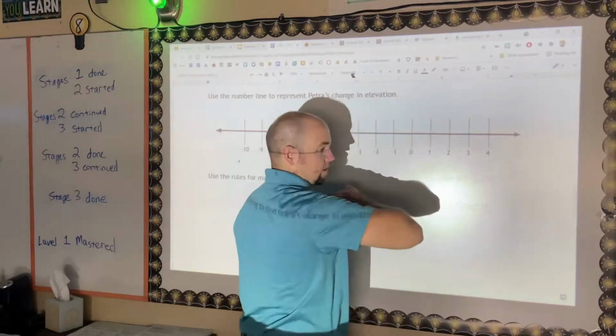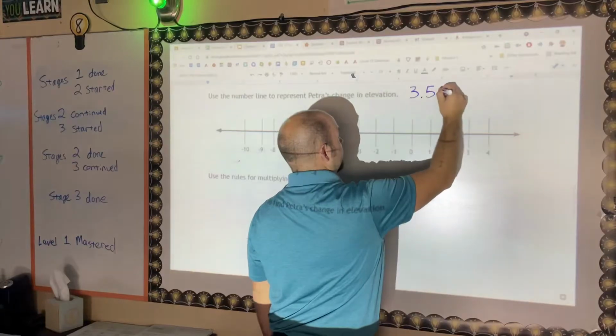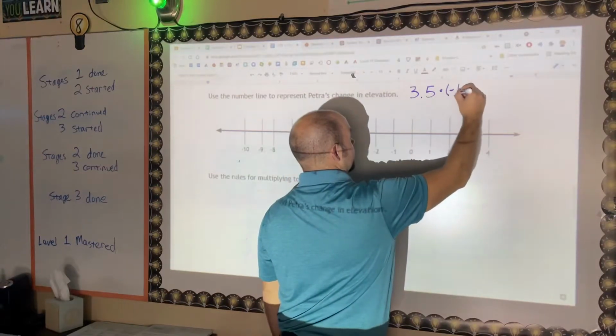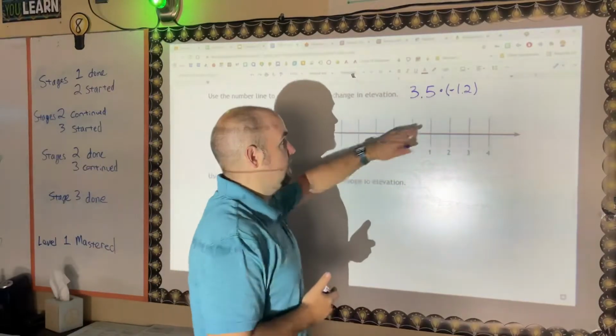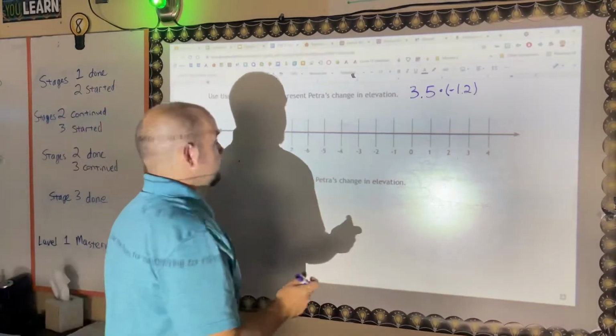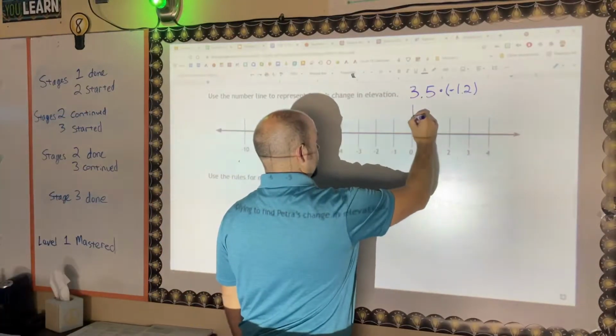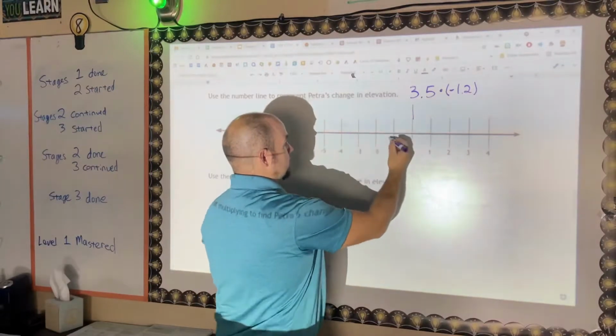It was actually positive 3.5 times a negative 1.2. They were descending, so going down, so negative 1.2. So if we're going to start at, call it a break even where they were at, we're going to go 1.2 meters on here.